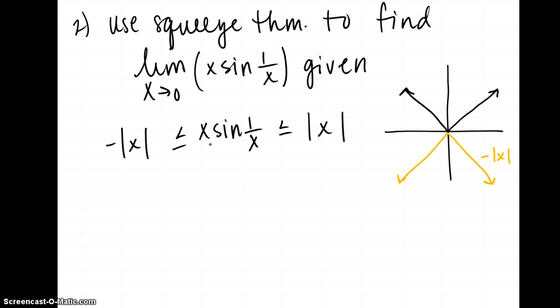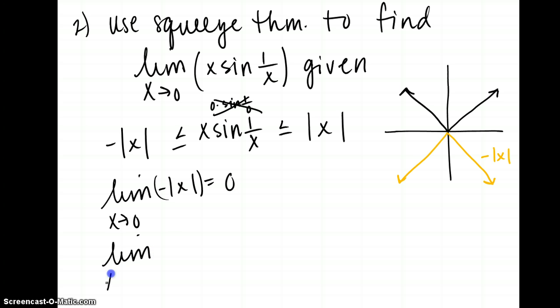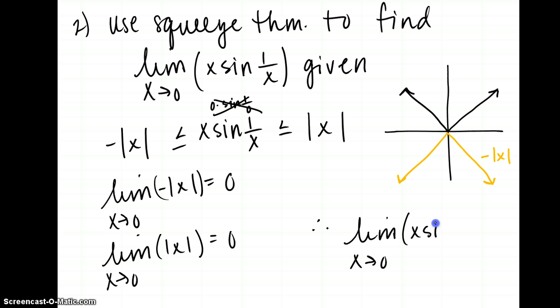If we want to find the limit as x approaches 0 of the trig function, direct substitution would give us 0 times the sine of something that's undefined. So direct substitution doesn't do us any good. So by the squeeze theorem, direct substitution, the limit as x approaches 0 of negative absolute value of x would just be 0. Limit as x approaches 0 of positive absolute value of x is 0. Therefore, limit as x approaches 0 of the function in question would be forced to be 0 as well.